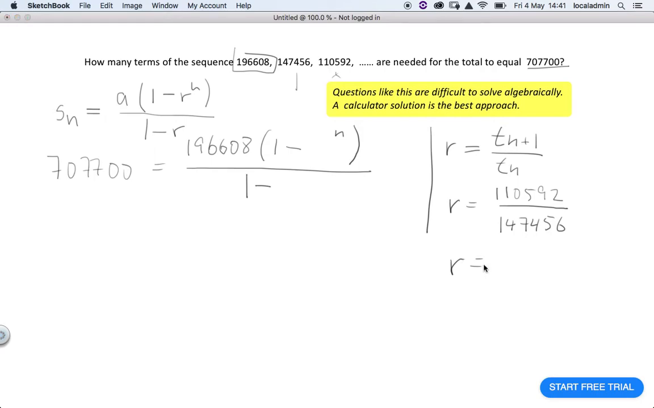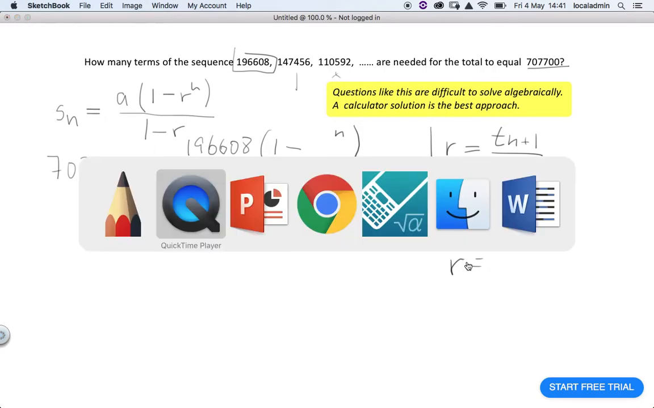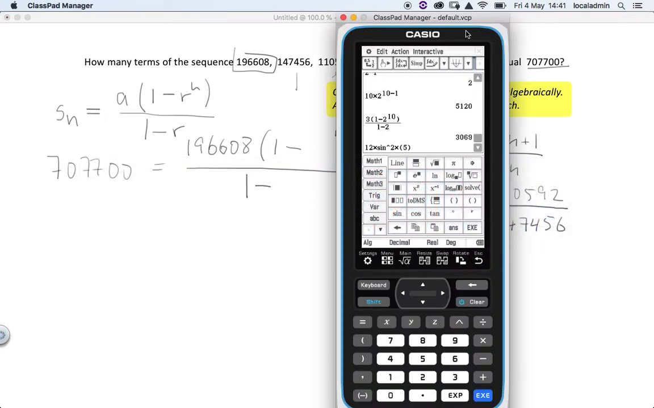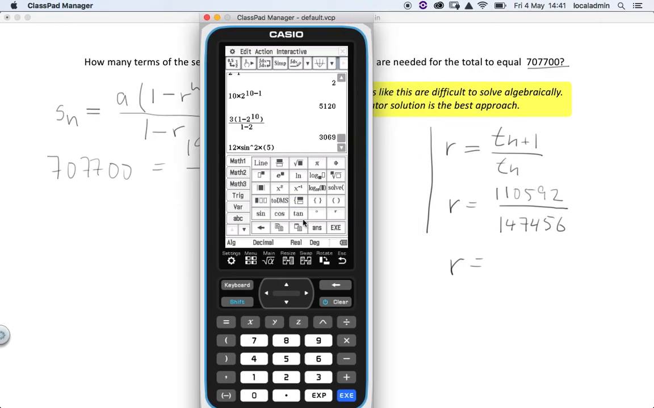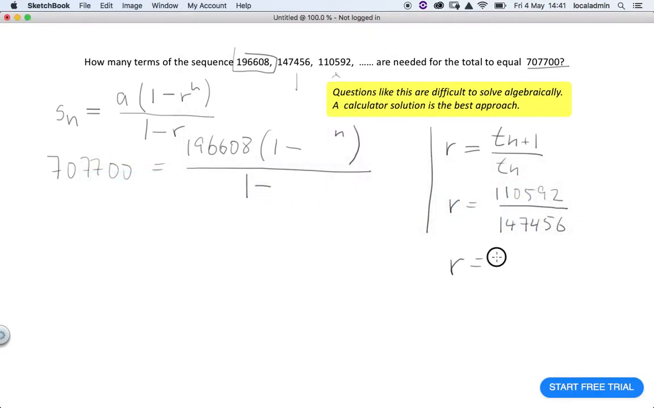Now hopefully that gives us a decent number, and only the calculator will tell us. So let's just put that in and have a look here. So we go 110592, and we want to divide that by 147456, and that happens to be 0.75. Well, that's not such a bad number, so let's just go with 0.75.